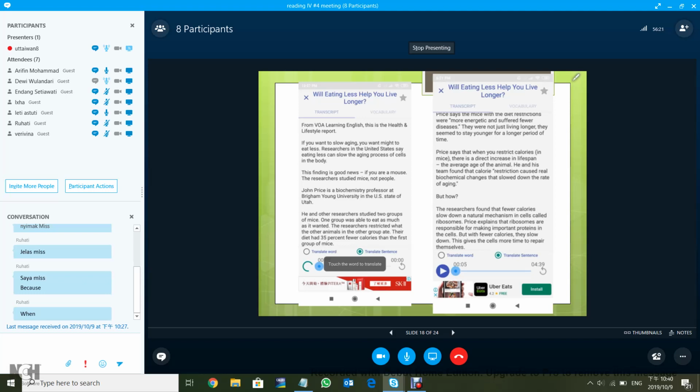Their diet. Diet itu pola makan kan? Next. Oke, okay. Terima kasih. Next, Mbak Endang. Please read the paragraph.